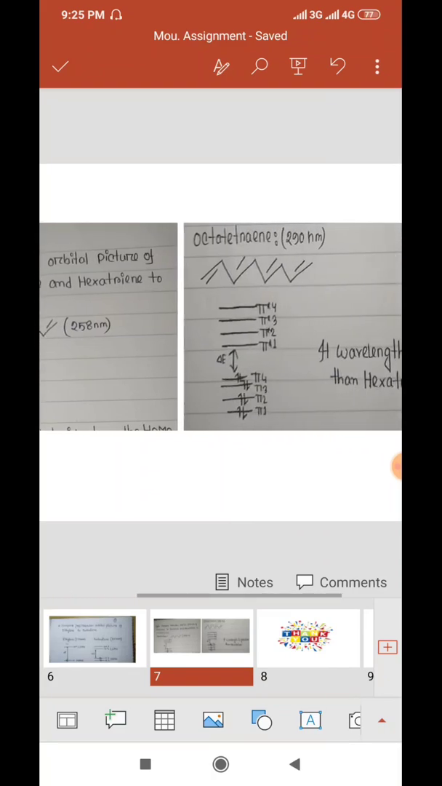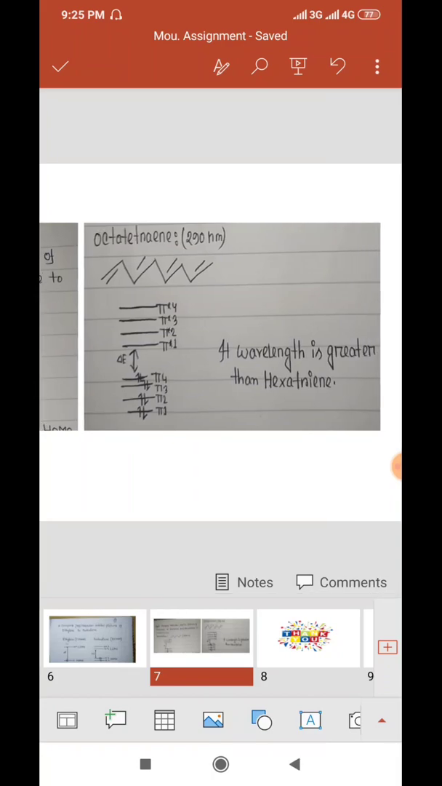than butadiene. Or in another example, octatetraene compared to hexatriene, its wavelength is greater than hexatriene because the energy gap becomes much smaller.